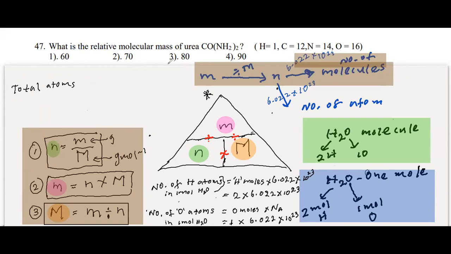1 mole of water has 3 moles of atoms: 2 moles of hydrogen and 1 mole of oxygen. Therefore, total atoms in 1 mole of H2O.